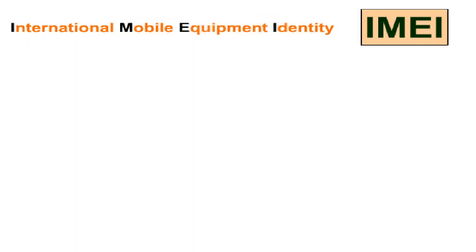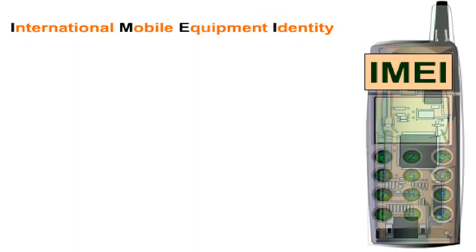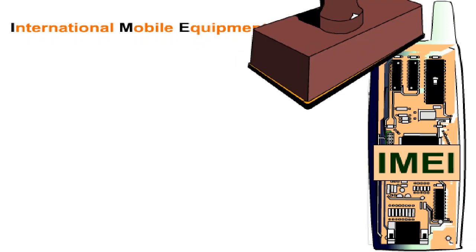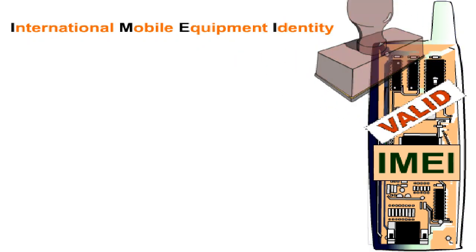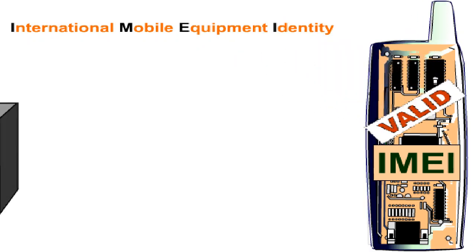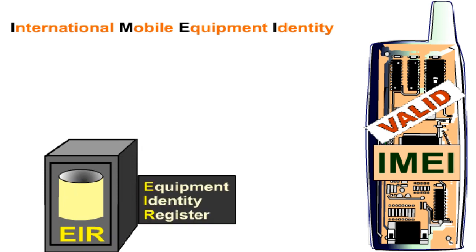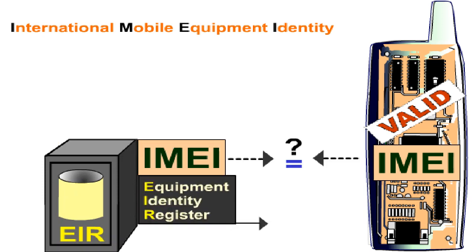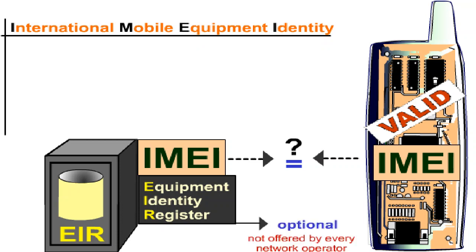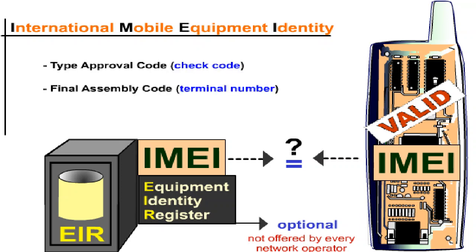The International Mobile Equipment Identity, IMEI, is stored on the hardware of the mobile station and is used to check the validity of the relevant terminal used. In the Equipment Identity Register, EIR, the same number is stored to check number compliance. This equipment check is optional in GSM, and not every network operator offers this service. The IMEI contains a check code, the type approval code, a terminal number, the final assembly code, and the serial number of the mobile station.